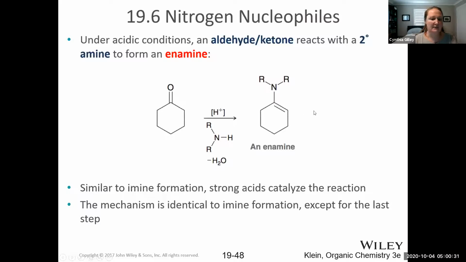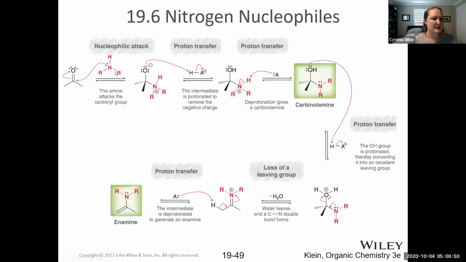This is an enamine. Same conditions: a slightly acidic environment is ideal, just like imine formation, for enamine formation. In fact, the mechanism is identical to imine formation, except for the very last step. Let's look at the mechanism. Secondary amines, just like primary amines, can do a nucleophilic attack, generating the tetrahedral intermediate with a negatively charged oxygen, which would immediately be protonated under a pH 5 environment.